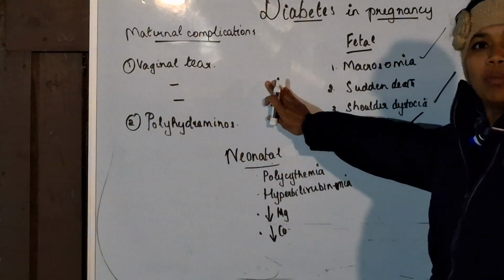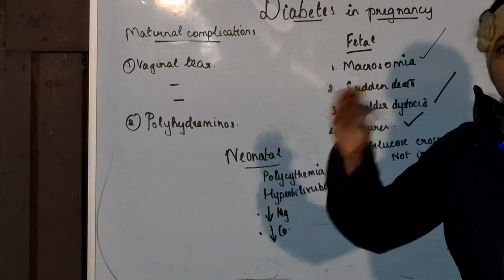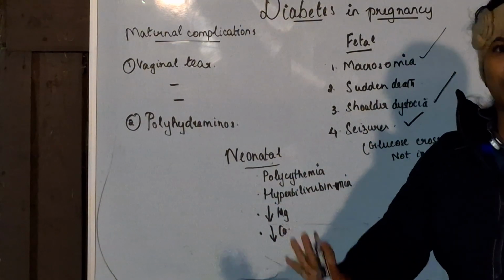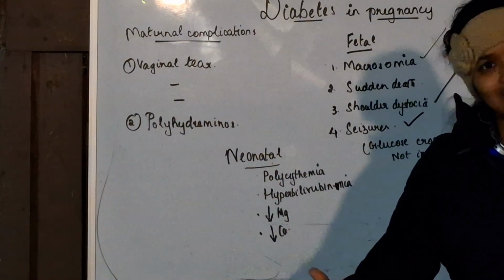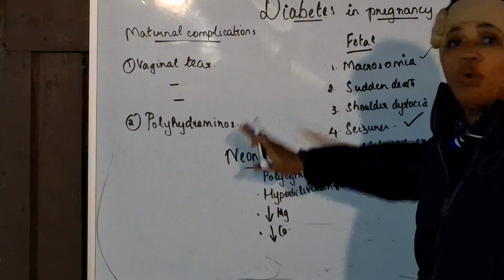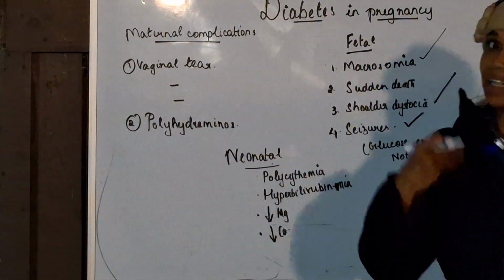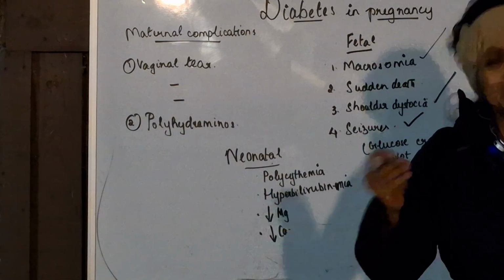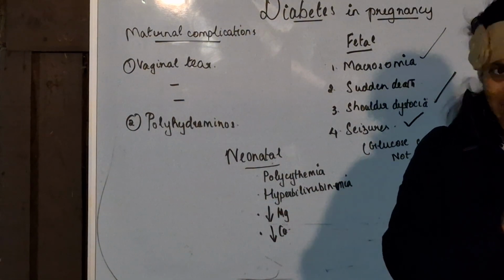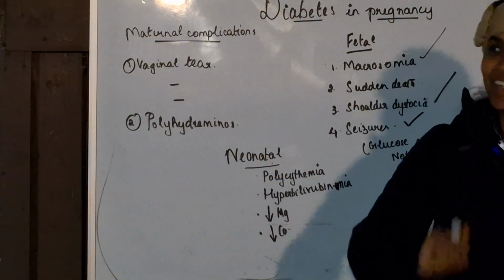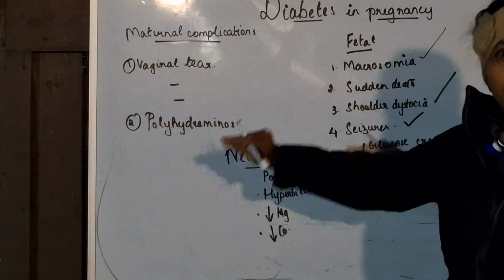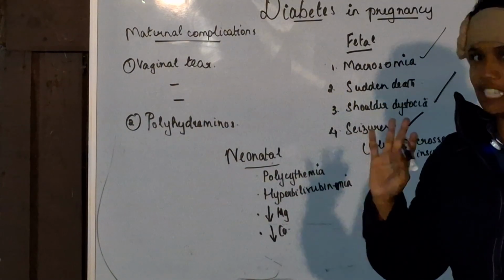What are the maternal complications? Since it's a macrosomic baby and it is difficult for the baby to come out of the vaginal wall, it will result in a vaginal tear. Therefore episiotomy should be given. And polyhydramnios: we know very well that diabetic people pee a lot. Similarly, the fetus present in a mother who is diabetic also pees a lot, resulting in polyhydramnios. So these are the most common fetal as well as maternal complications that one should know.